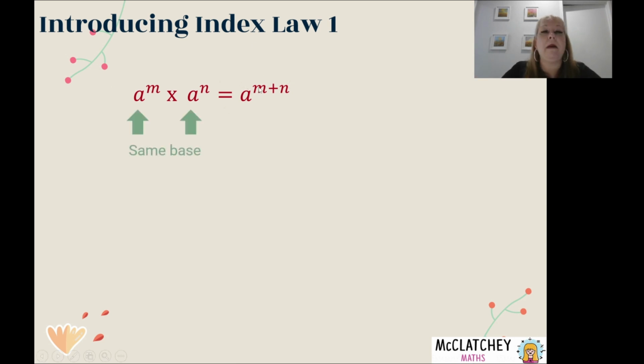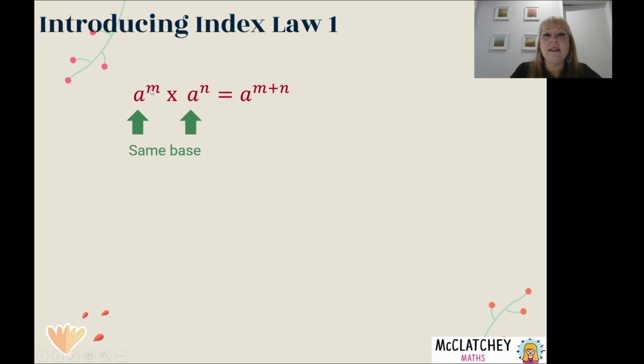So let me just talk about what it means. You can see that A and A are a common base. So you can only apply index law 1 when you have the same base. So whether that base is the number 3 or the number 2000 or an X or a Y, you can only apply this law if you've got two same bases being multiplied by one another. So our final answer is also going to have the same base at the end.